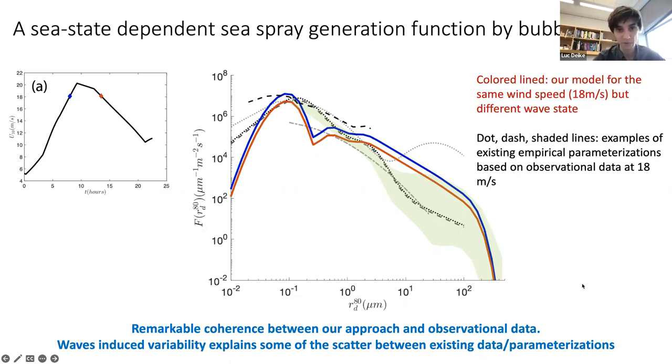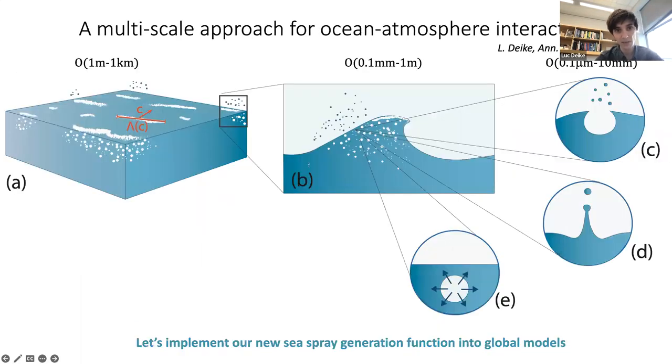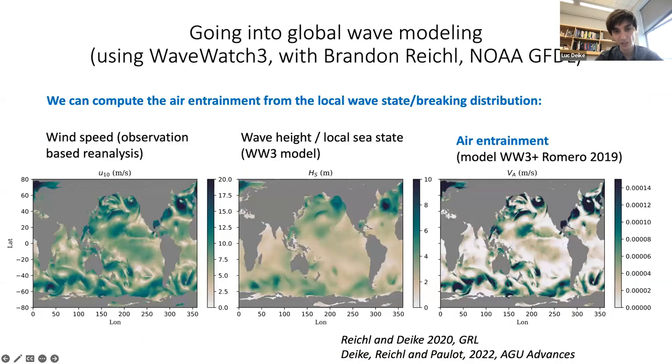So from there we're going to move forward and use it globally. That's the idea. We're going to use it globally by leveraging a global wave model. This is work done with Brandon Riker and Fabien Paulot at NOAA GFDL. So the general idea, right? You have wind speed products that are going to be used to force the model. You have a wave model, so you can predict wave height and the local sea state and breaking distribution. And so you can get air entrainment and sea spray aerosol.